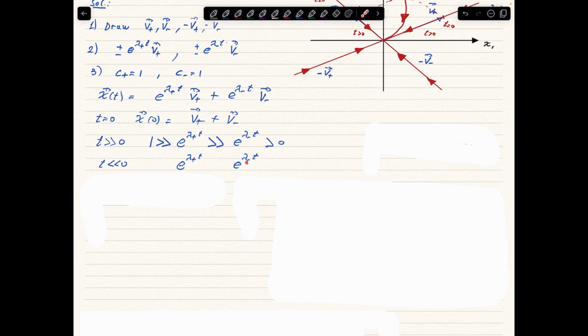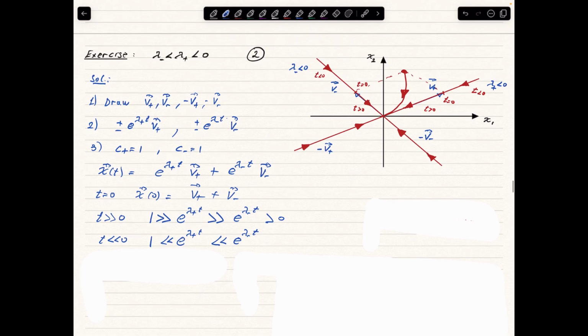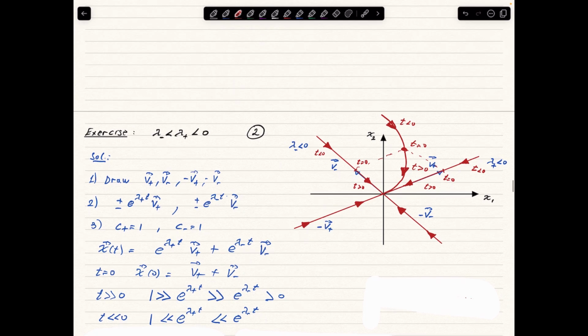And now this number, because lambda minus in absolute value is bigger than lambda plus, because it's more negative, this number is way bigger than the other number, and they are both much bigger than 1. So what that says is this part of the solution is much more important than this part. The solution becomes parallel to v minus. So we are moving like this, again going towards the origin for t increasing. But here is t negative, here is t equals 0, and here is t positive. So this is one solution.